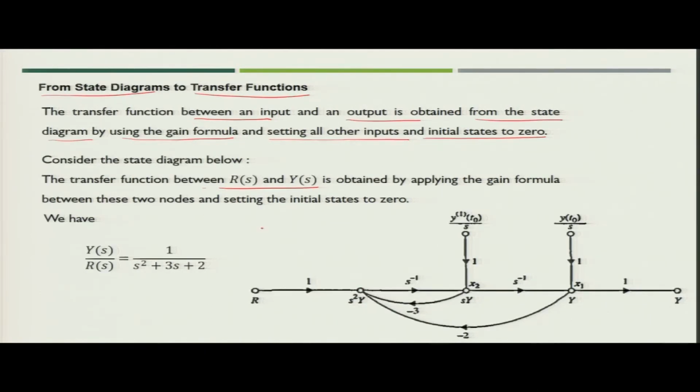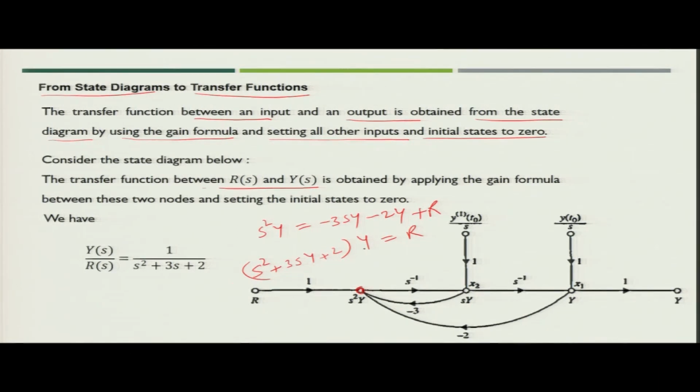So, what we will do? We can write s square y equal to minus 3 sy, that is from this, minus 2y plus r. So, what you can do? You can club all y components on one side. When you club, you will get s square plus 3s, y plus 2 into y equal to r. So, this is what you get when you check the signals which are coming to s square y. So, when you sum up, you get this.